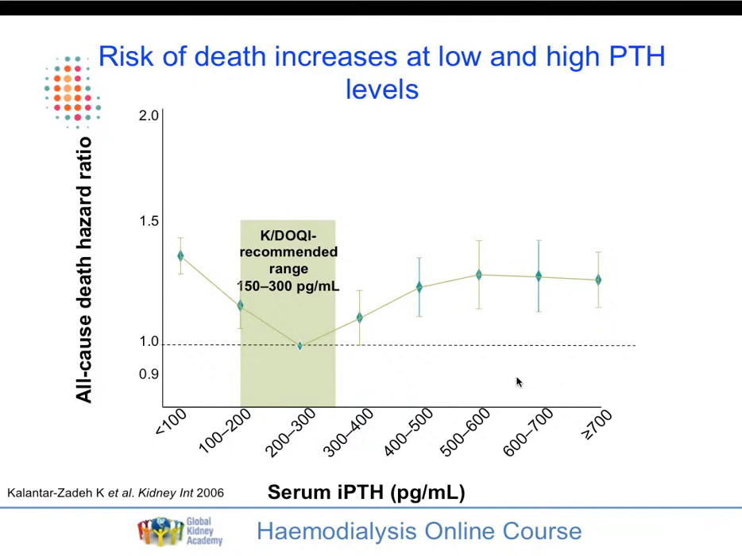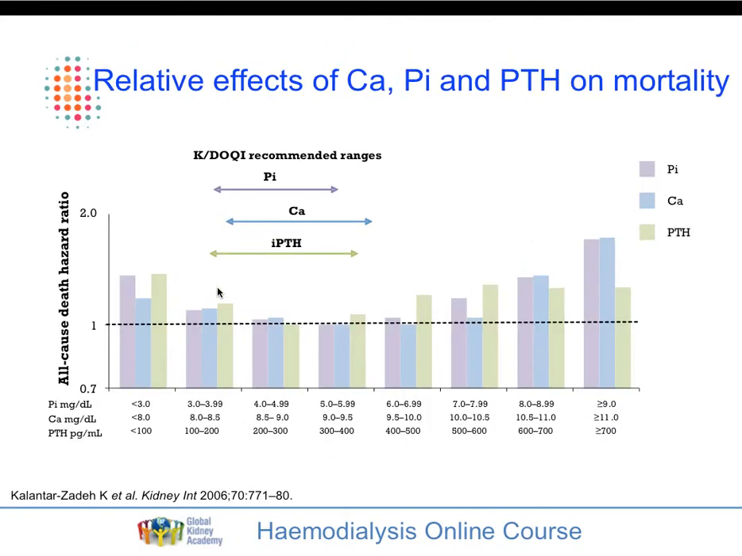So why do we worry about these laboratory levels? The reason we worry about these laboratory levels is that they are associated with a high risk of death. So if we look at parathyroid hormone, high levels of parathyroid hormone are associated with high risk of death, and low levels are also associated with high risk of death.